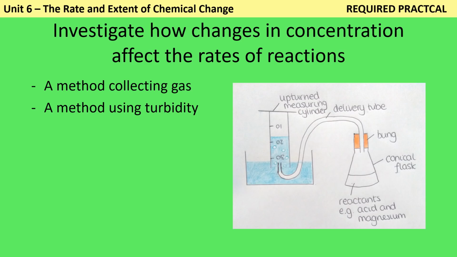Whichever one of these methods you describe, it's vital that you mention that you're taking readings at regular time intervals, say every 5 seconds or every 10 seconds, as if you don't do this, you won't be able to calculate the rate. As with all of these investigations, you also need to be able to describe how you would keep other variables controlled in order to make the experiment valid.